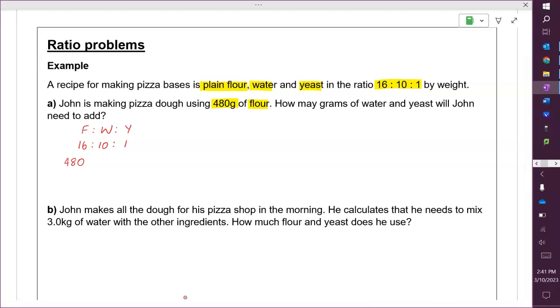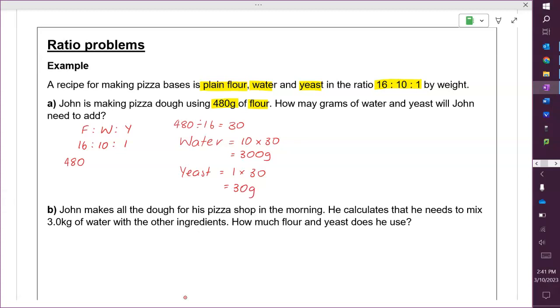So in order to get from 480 to 16, we would say, well, what's 480 divided by 16? That tells me there's 30. So to get from 16 to 480, I'm multiplying by 30. So I need to do the same thing to each of the other parts of the ratio. So for water, it would be 10 times 30, which tells me I need 300 grams of water. And for our yeast, it's going to be 1 times 30. So I need 30 grams of yeast.